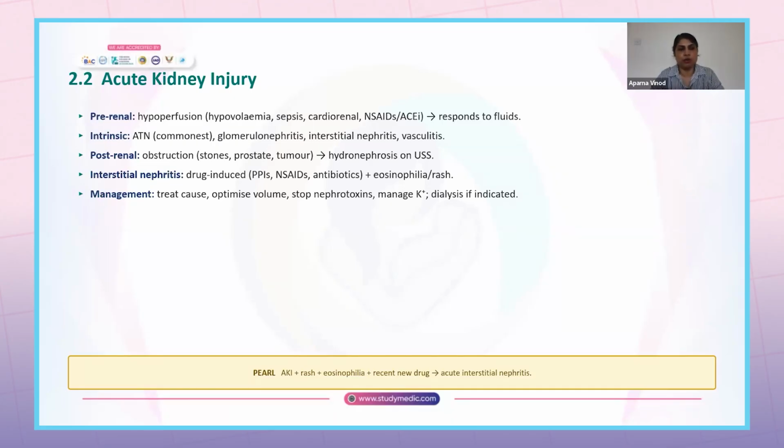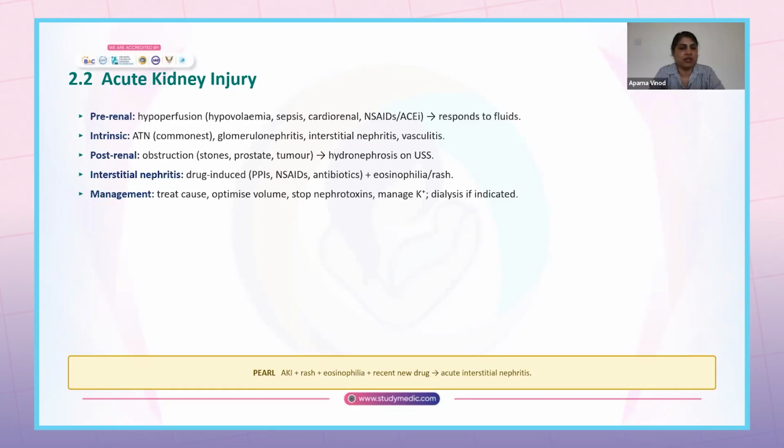Post-renal is because of obstruction like stones, prostate hypertrophy, or tumor, which will lead to hydronephrosis, increase in back pressure, and decreased GFR, and we can see evidence on ultrasound or CT. Interstitial nephritis is usually drug-induced, which we see quite commonly because of proton pump inhibitor abuse, NSAIDs or antibiotics, and in the question stem you will be given eosinophilia or rash mostly.